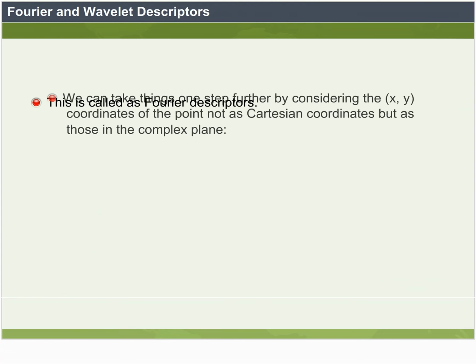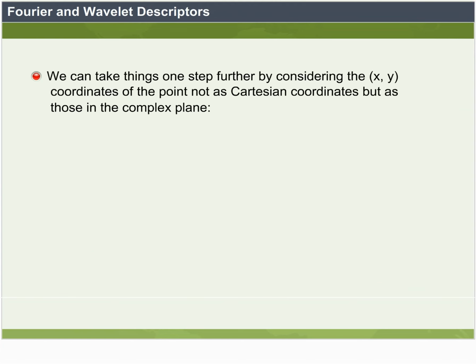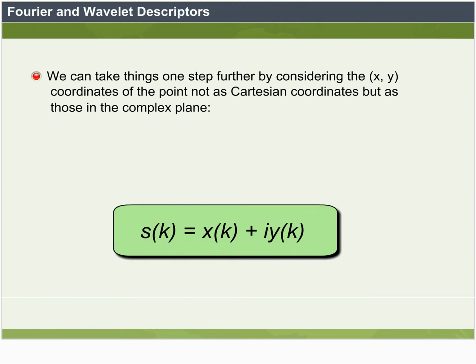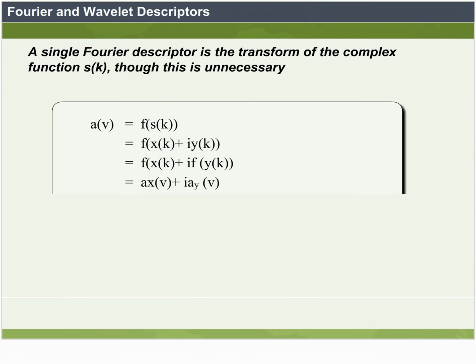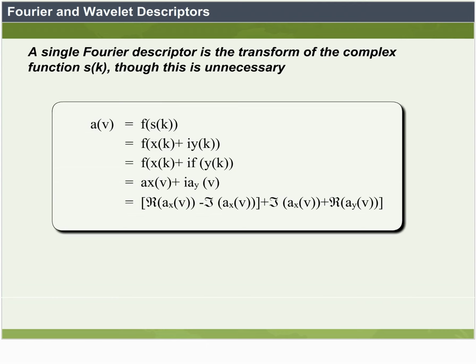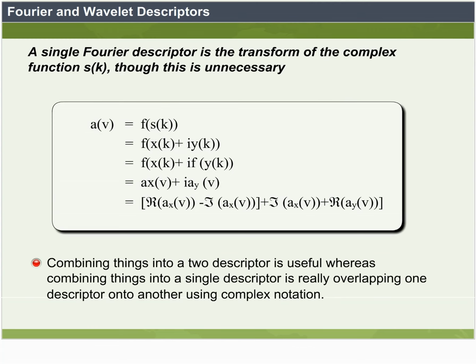We can take things one step further by considering the x, y coordinates of the point not as Cartesian coordinates, but as those in the complex plane. S of k equals x of k plus i y of k. A single Fourier descriptor is the transform of the complex function S of k, though this is unnecessary. Combining things into a single descriptor instead of two is useful, but it's really only folding one descriptor onto another using complex notation.